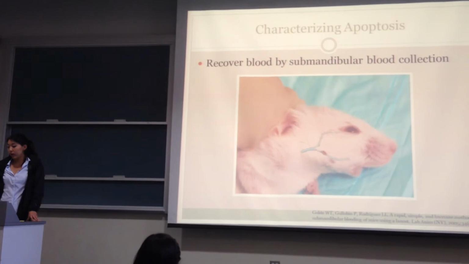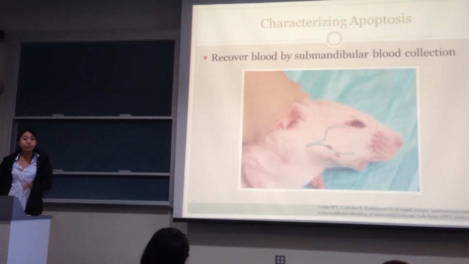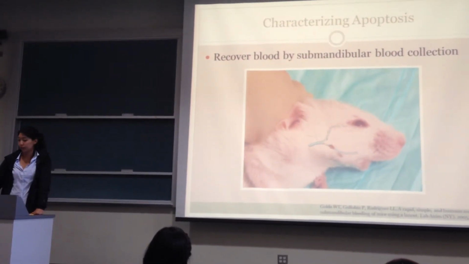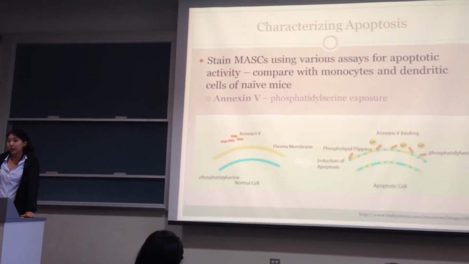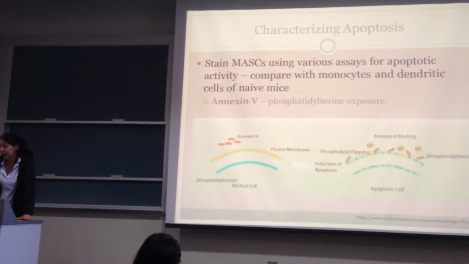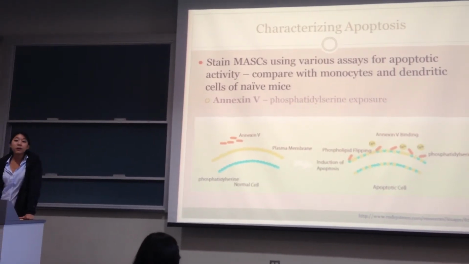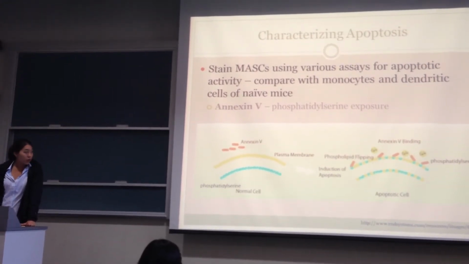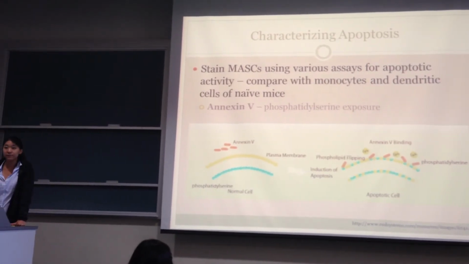We recover the blood by submandibular blood collection, which is to use the facial vein in the mice, on their cheeks right there. And we collect about 50 to 150 microliters of blood. Then we stain the cells using various assays for apoptosis. One includes annexin V, which detects phosphatidylserine exposure. In viable cells, phosphatidylserine is a component of the cellular membrane that is in the inner leaflet. However, in apoptotic cells, the phosphatidylserine is flipped to the outer leaflet so that the annexin V can bind to it.